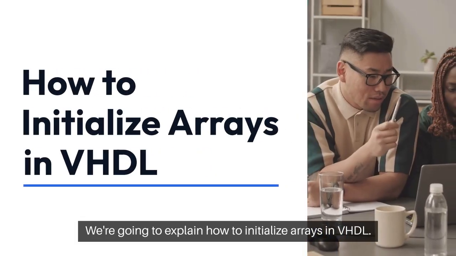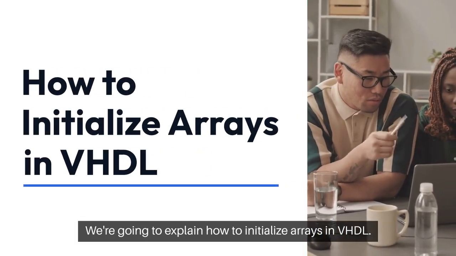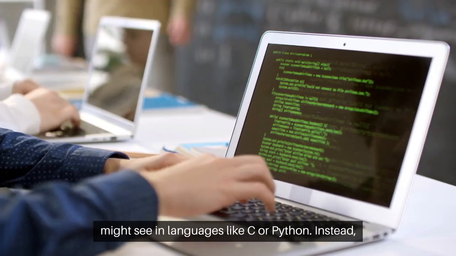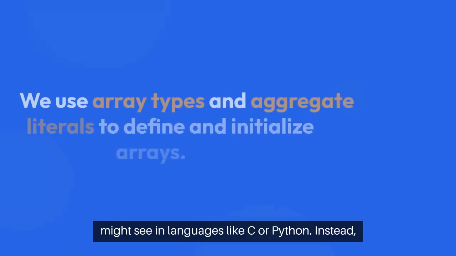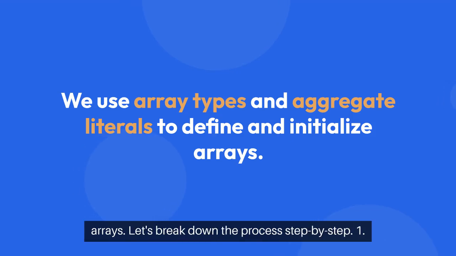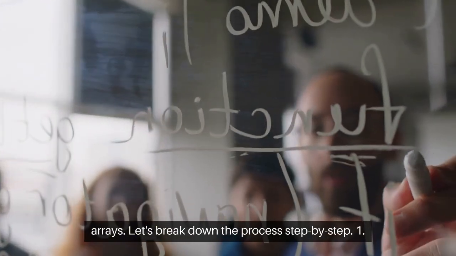We're going to explain how to initialize arrays in VHDL. VHDL doesn't have a direct equivalent to the array initialization you might see in languages like C or Python. Instead, we use array types and aggregate literals to define and initialize arrays. Let's break down the process step by step.